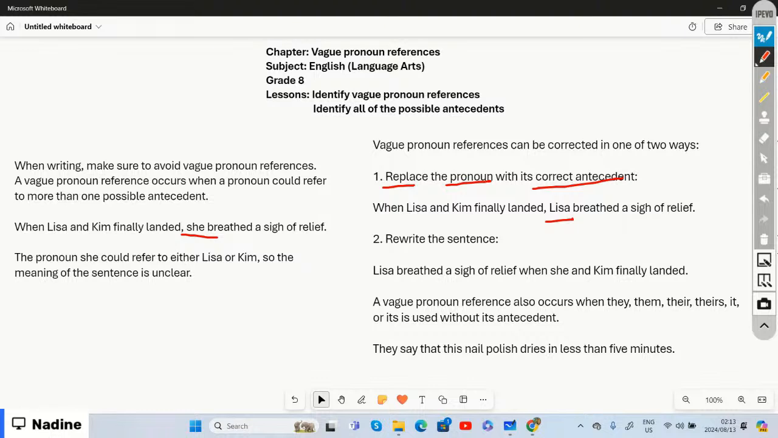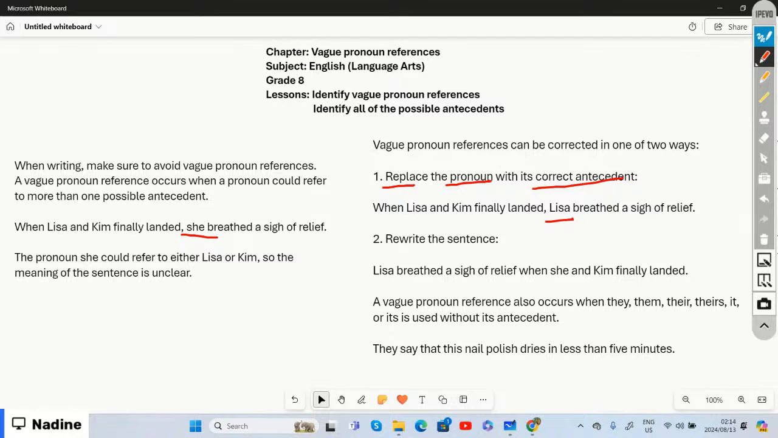So a vague pronoun reference, right? It can also occur when we use words like they, them, their, theirs, it or it's without an antecedent within a sentence. Then that is how we can show that it is a vague pronoun reference.